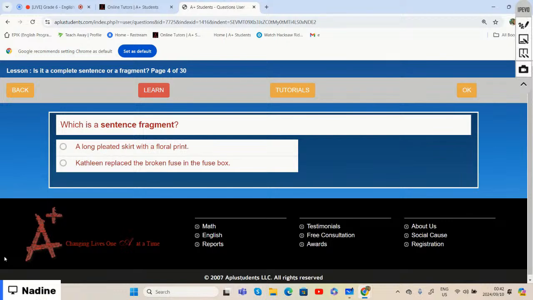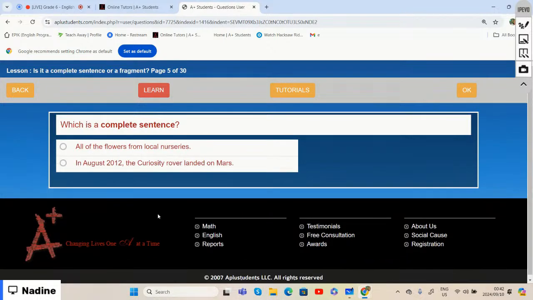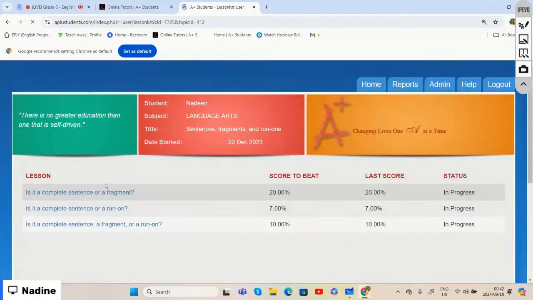All right, and if we were to select our correct answer, then yes, we will say option one, a long pleated skirt with a floral print is our answer. Well done. All right, now we're going to the next one.